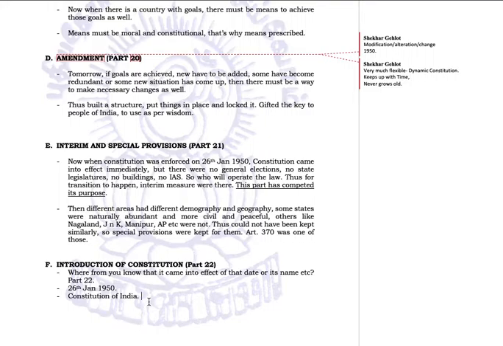Now if somebody asks me why do we call it Constitution of India, why not India's constitution or Constitution of Bharat, and where can you tell me from that it came into enforcement on 26th of January, not on 25th or 27th? Then I can refer to this part 22 of the constitution. This is the introduction to the constitution. This is the part which will provide you all the basic details about the constitution, that it came into effect on this date and this shall be called Constitution of India, and all this is the introduction part of the Constitution of India.